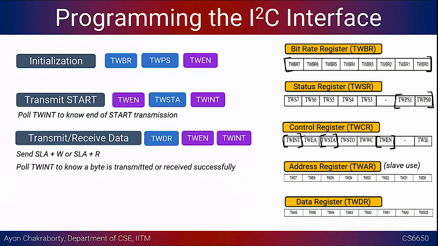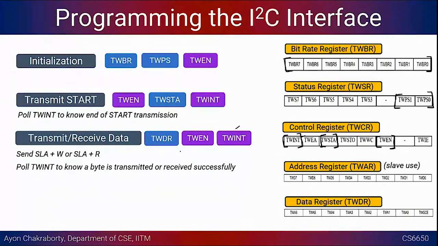Note that in case you want to send the first byte in the beginning of the communication, you want to write the address of that particular device, right? So in that case, in the TWDR register, you are going to write the address. And then these things will be there, because the TWINT and so on will be used to know whether the data communication has ended successfully.